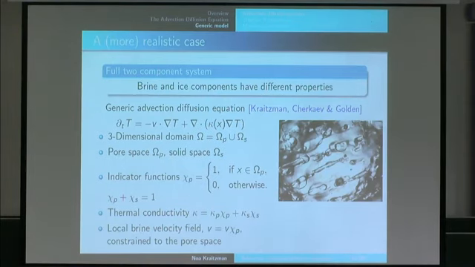Now, again, we consider the advection diffusion equation, only now the thermal conductivity takes different values on each domain. So if chi p is the indicator function for the pore space, which means 1 on the pore space and 0 otherwise, I can express the thermal conductivity as some value kappa p on the pore space plus some value kappa s on the solid space. Another change is that in this model we assume that the velocity field is localized, so it's restricted to the pore space.